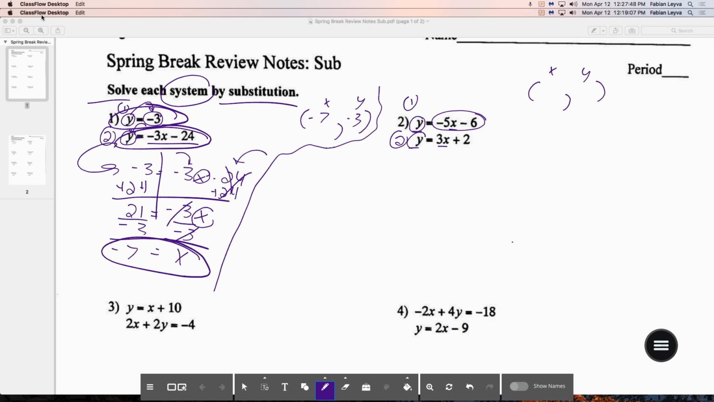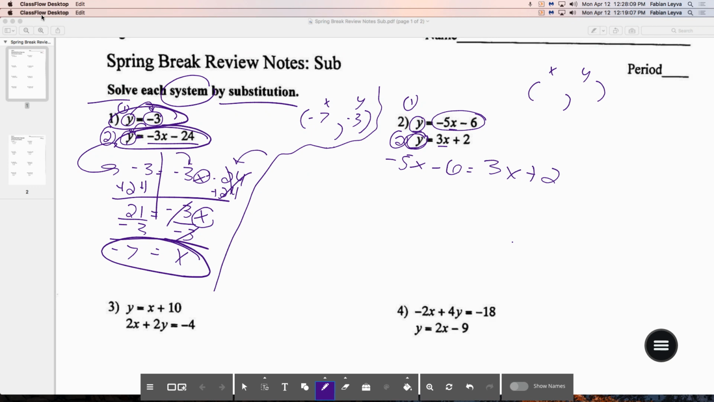Now looking at my second equation, I notice that I have a y there. So this time, I'm going to rewrite my second equation, but I'm going to substitute the y for negative 5x minus 6. So here is that y. I'm going to substitute it for negative 5x minus 6, and it's going to be equal to 3x plus 2. Again, 50% of the problem is the setup. Now you just have to solve for it.